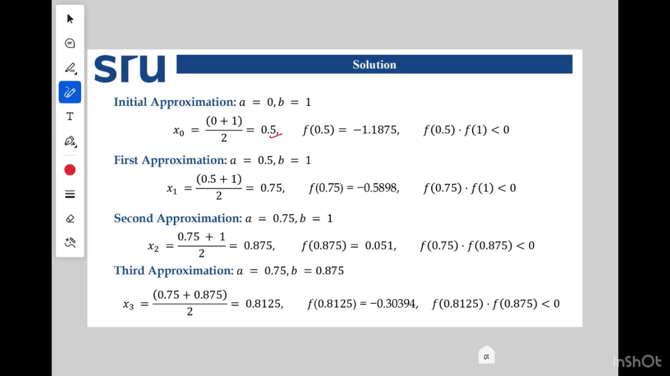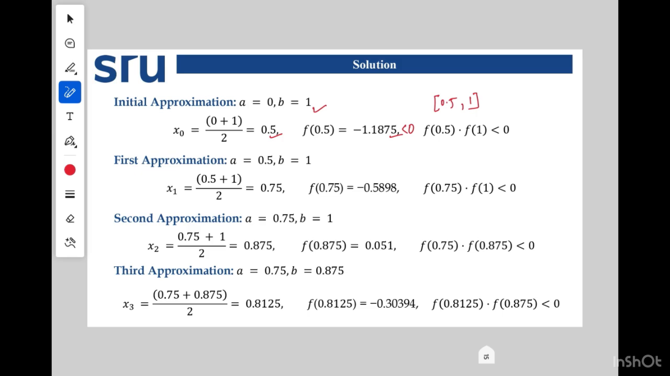Now check whether f of x naught is 0 or not. Here f of x naught, that is f of 0, is again less than 0. So the root lies between 0.5 and 1, because f of x naught is less than 0 and f of b, which is f of 1, is greater than 0. Means the root lies between 0.5 and 1.